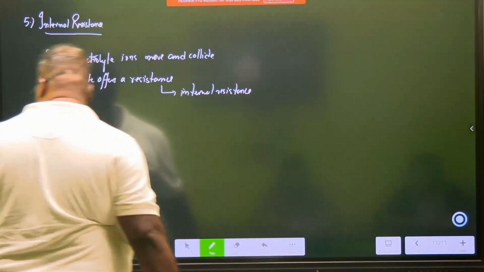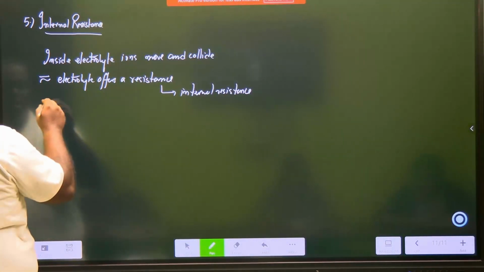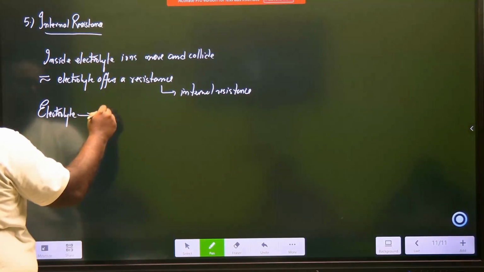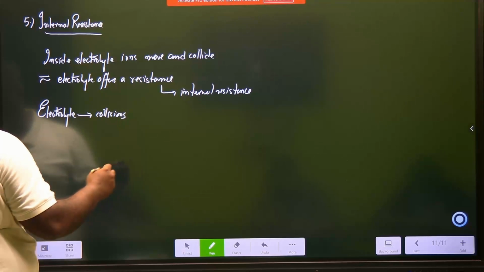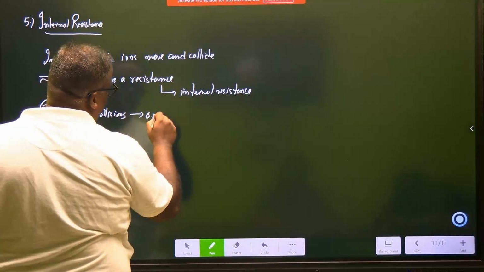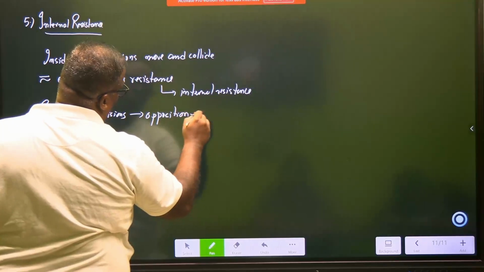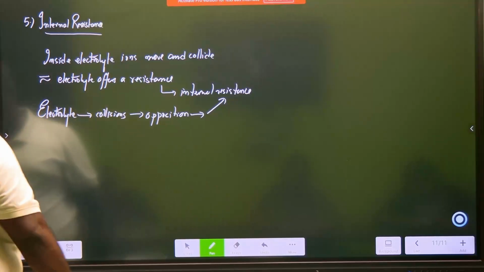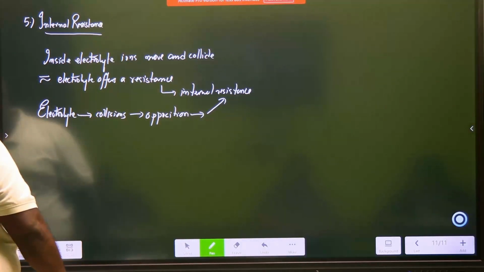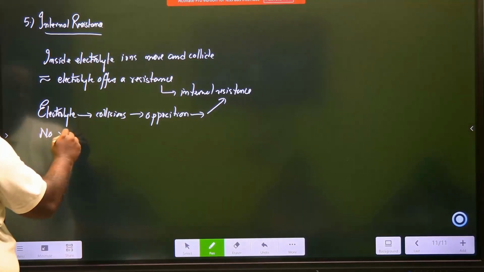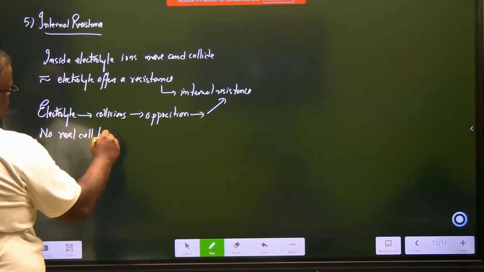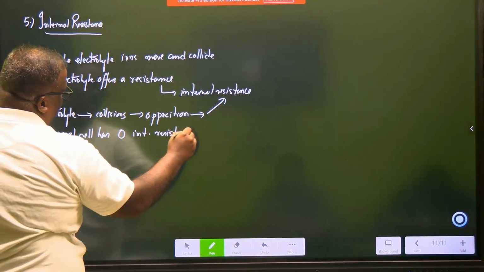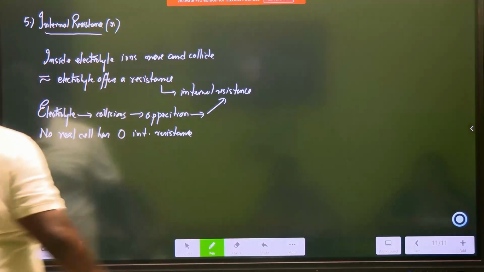So the ions have to move through the electrolyte. They cannot move so easily. So it's like electrolyte is responsible for collisions. Collisions are responsible for oppositions. Opposition for whom? For the movement or propagation of the charge carriers. And this gives rise to internal resistance. No real cell has zero internal resistance. There will be some internal resistance with everyone, denoted by small r.